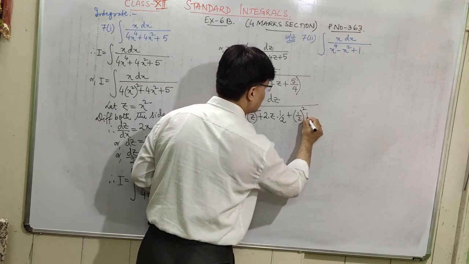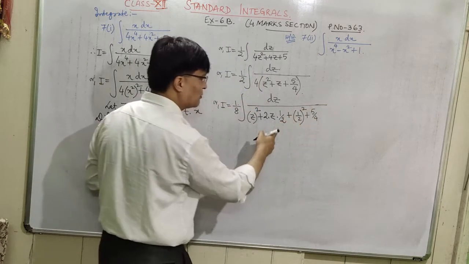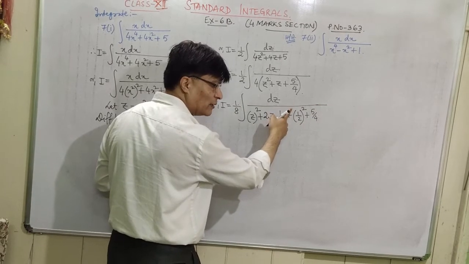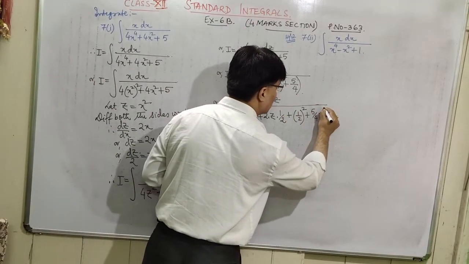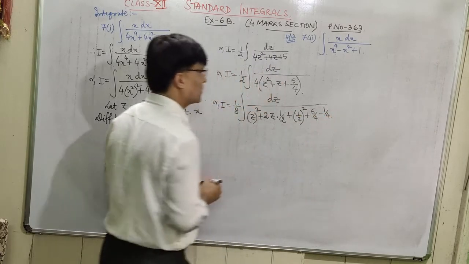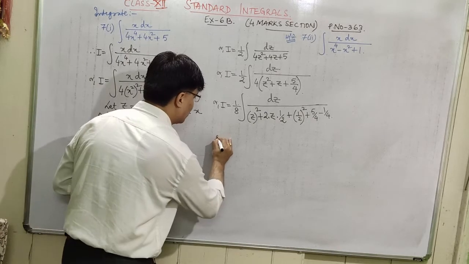First you write plus 5 by 4 because 5 by 4 is there. Then you have to cancel this half whole square. Okay, what is half whole square? 1/4. So it should be subtracted, minus 1/4. So I think you have understood it. Okay, so let us simplify it now.